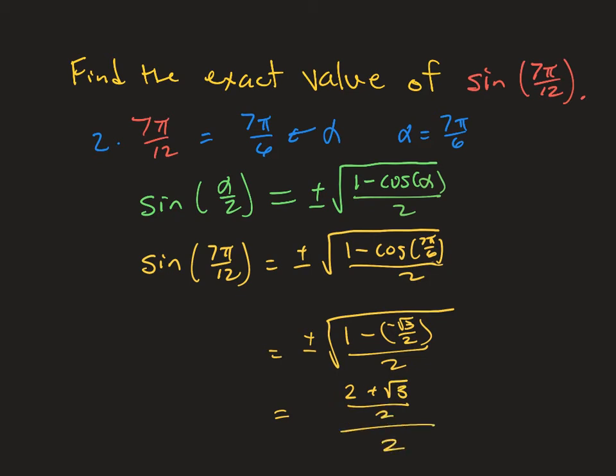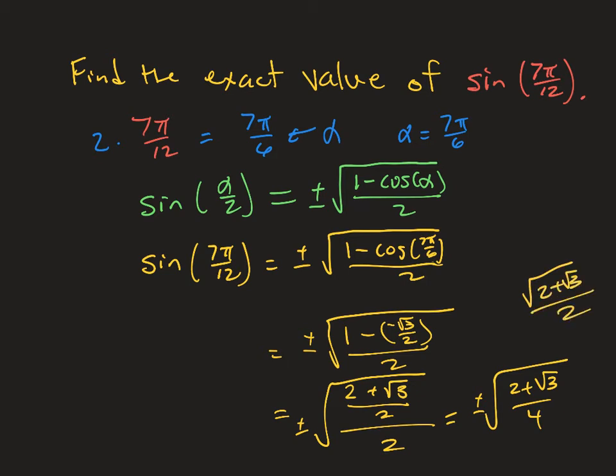And remember, we're doing a big old square root of this bad boy, which is plus minus the square root of 2 plus the square root of 3 over 4. And then usually, I'm running out of space here, we write this as the square root of 2 plus the square root of 3 over 2. And at this point, we need to decide, is our sine value going to be positive or negative for this angle?